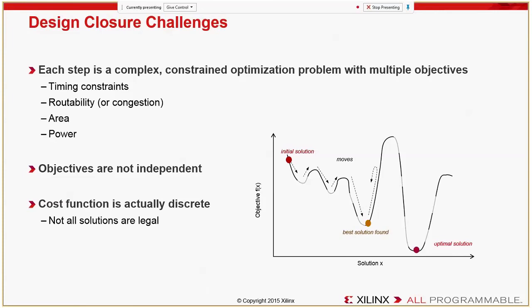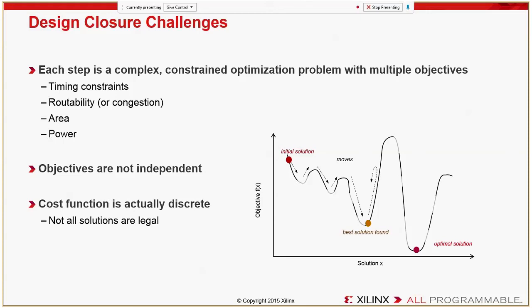So this entire process of closing on the design implementation has many challenges. The main thing is that each step shown in the previous slide is a very complex and constrained optimization problem with multiple objectives. The design needs to meet the timing constraints given by the user. The design needs to be routable. The design needs to fit within the chip, and its power needs to fit within the power budget. What makes the problem very interesting is that these objectives are not independent, and they have to be traded off against each other to get an appropriate solution.